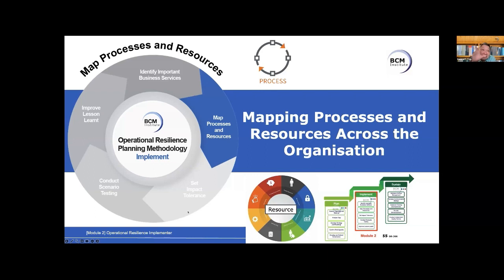Remember, it must be based on BCMI methodology, not what you think. It must be those 5 stages. That's why I kept emphasizing the 5 phases of the implement. So take note. Just remember, stage 1 is this: identify important business services.